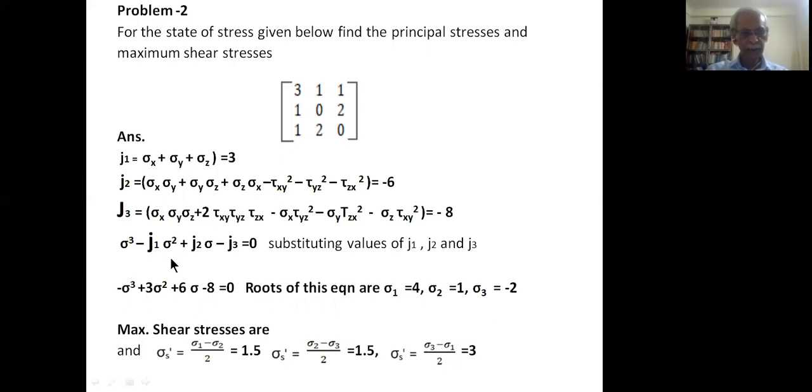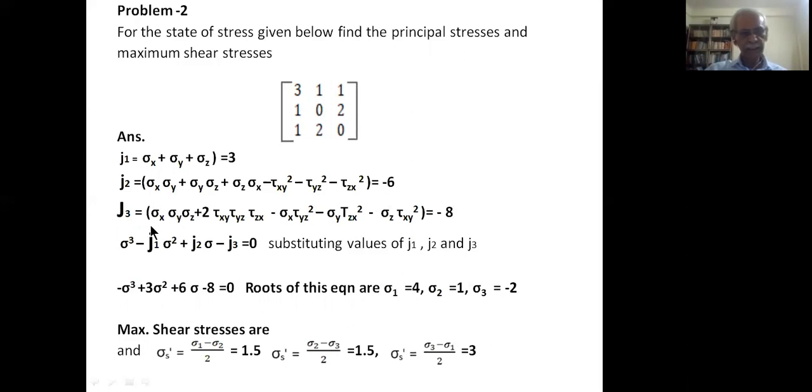Sigma cubed minus J1 sigma squared plus J2 sigma minus J3 equal to 0. This equation, you look back in lecture 4, you will find out. So all we have to do is to find out J1, J2, J3. What is J1? J1, again, you can look back and find out. It's sigma x plus sigma y plus sigma z, and that is equal to 3. Similarly, J2 is sigma x sigma y plus sigma y sigma z plus sigma z sigma x, minus tau xy squared, minus tau yz squared, minus tau zx squared. If you put the values here, you will get minus 6.